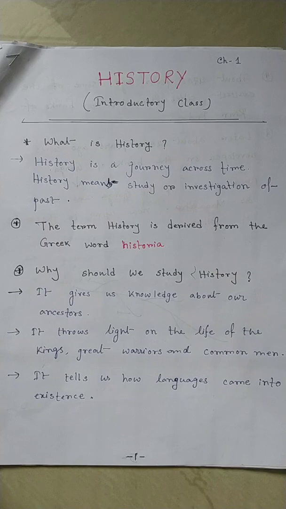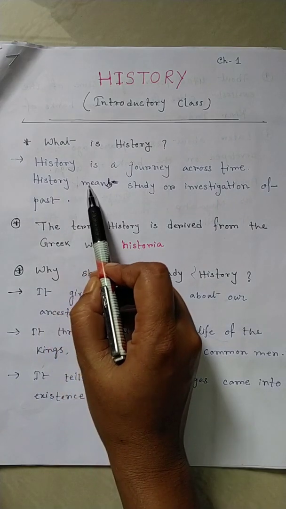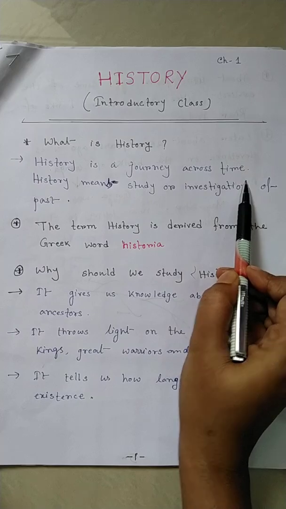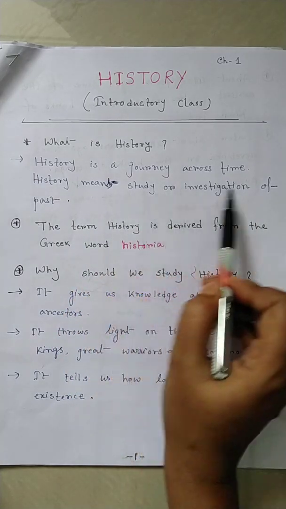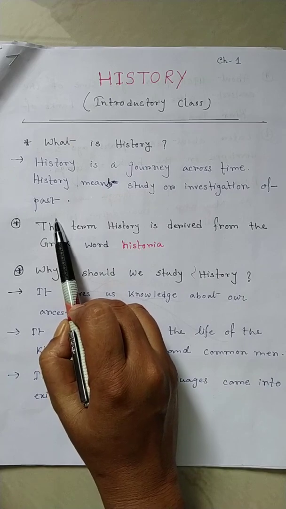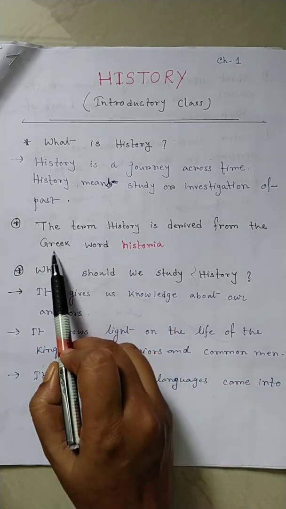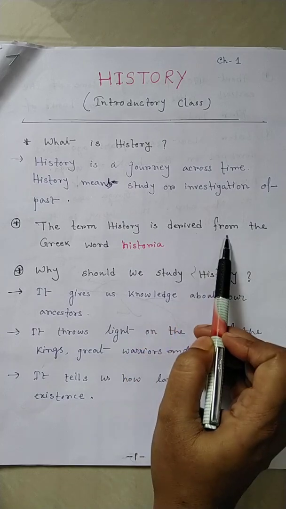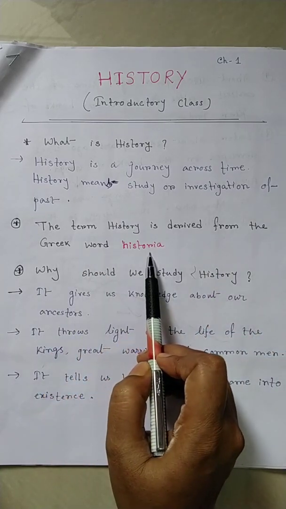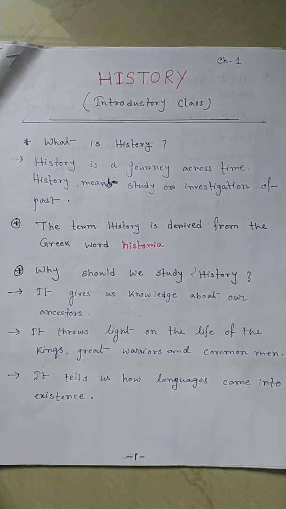Before starting the chapter, we have to know what is history. History tells about our past. History is a journey across time. History means study or investigation of the past. The term history is derived from the Greek word historia. Historia means an inquiry to find out the truth. The word history was first used by Herodotus, who was a Greek historian.